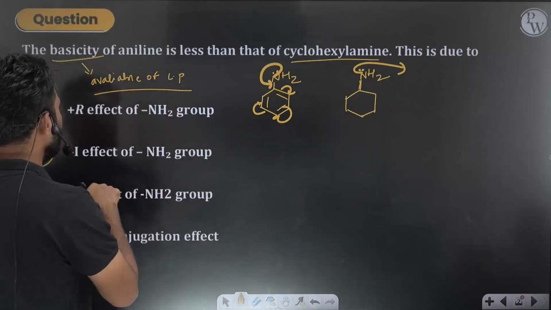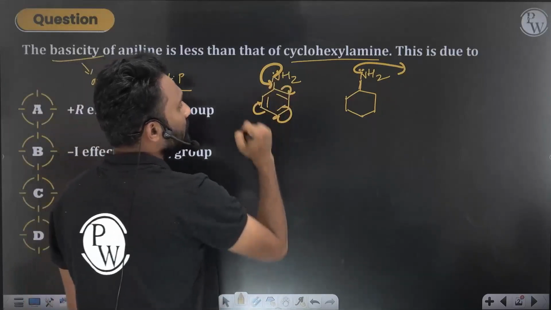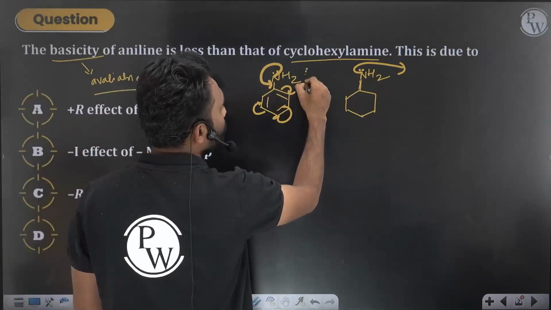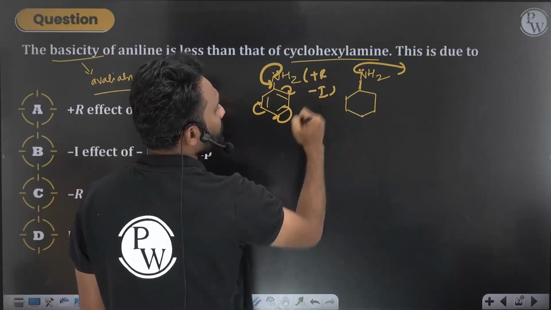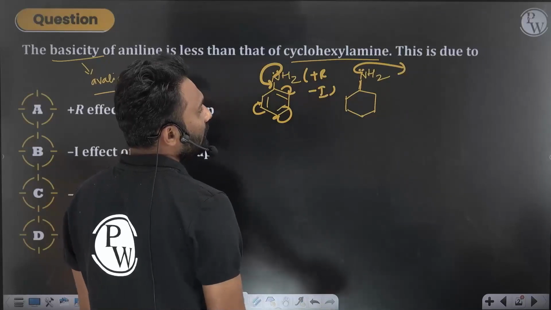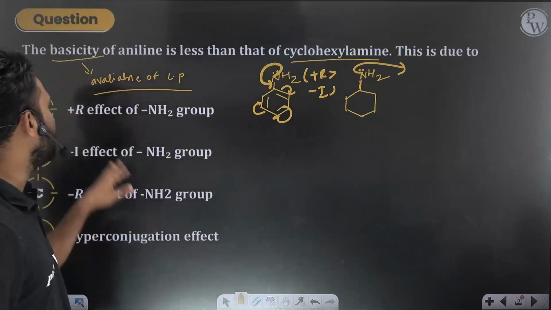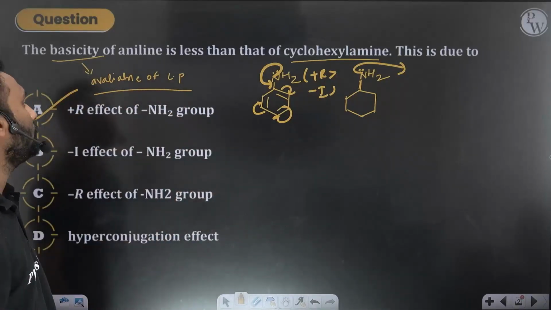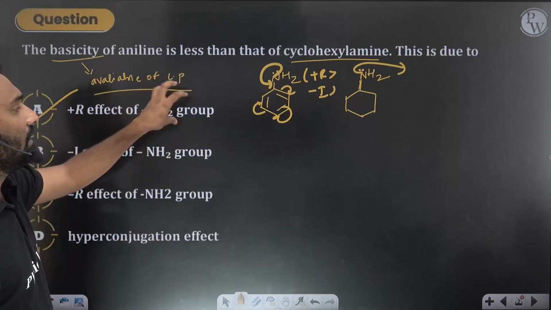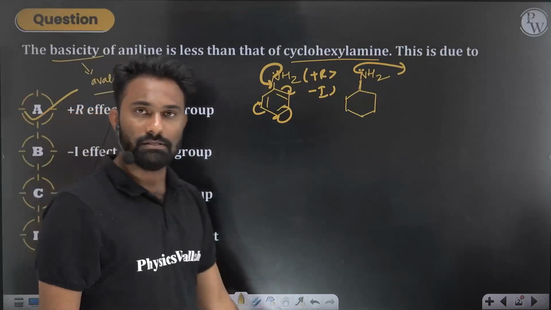Now here, see the plus R effect of the NH2 group. This NH2 amine group comes under the plus R group and the minus I group. Between plus R and minus I, which is dominating? Plus R is more dominating. Due to the plus R effect of the NH2 group, this is the least stable, least basic.